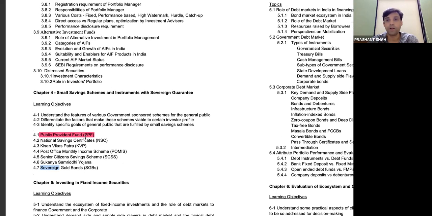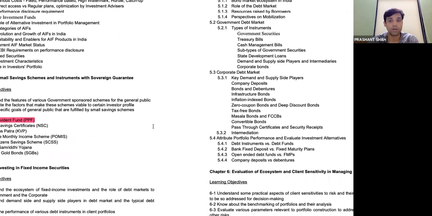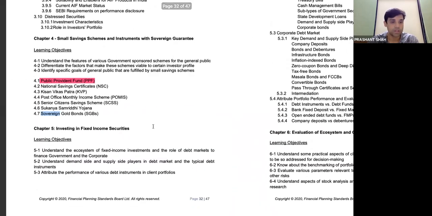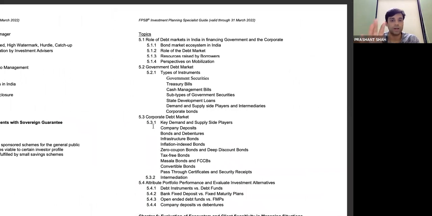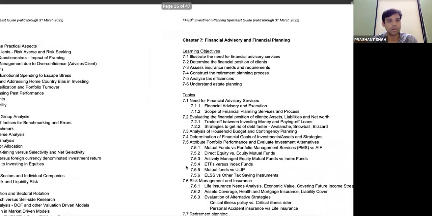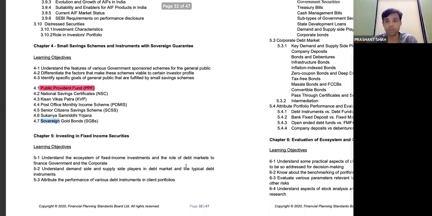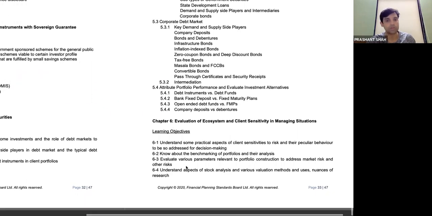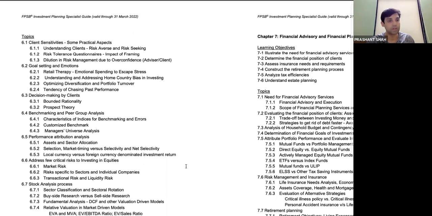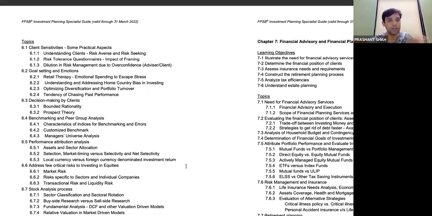So study these things. Then further moving, you have got topics like, once again, investing in fixed income securities. So most of the things you will study in the global component, and these are some of the market structures which are India-specific, so that you can study like how treasury bills are issued, but there haven't been any questions in the exam related to this. Then moving further, the sixth topic is evaluation of ecosystem and client sensitivity in managing situations. So this you can simply go through. I haven't highlighted many of the things because many of the things you are studying in the global component. So it is an overlapping concept.